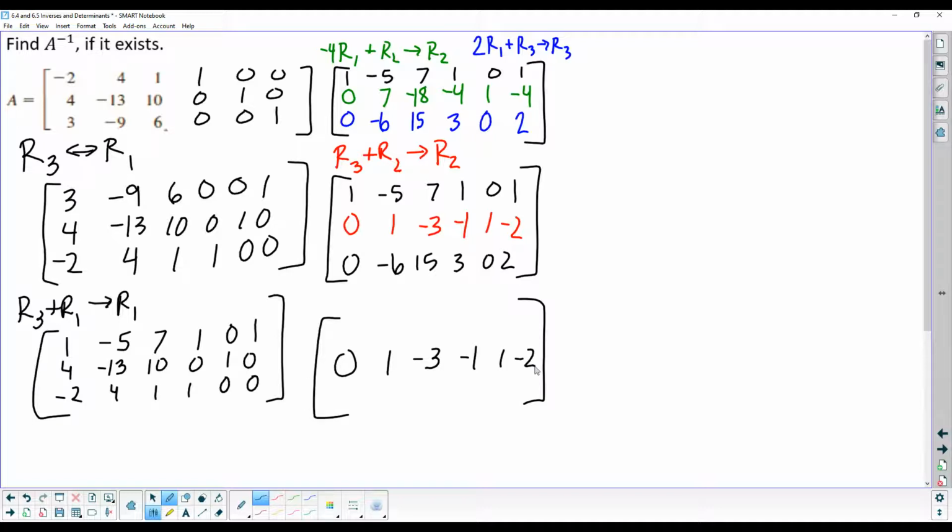Let's change the row above it first, and then we'll change the row below it. So if we want to change the row above it, we're going to do 5 times row 2 plus row 1. 5 row 2 plus row 1, and that's going to row 1. 5 times 0 plus 1 is 1. 5 times 1 plus -5 is 0. Let's see, that's a -15 plus 7, so -8. This will be a -5 plus 1, -4.